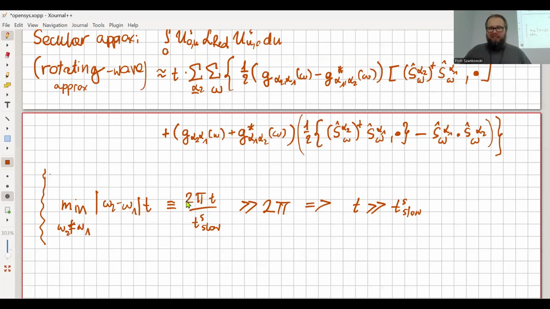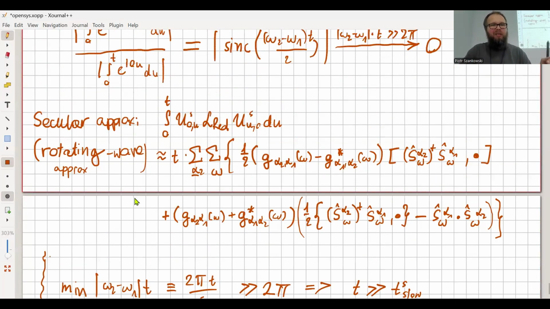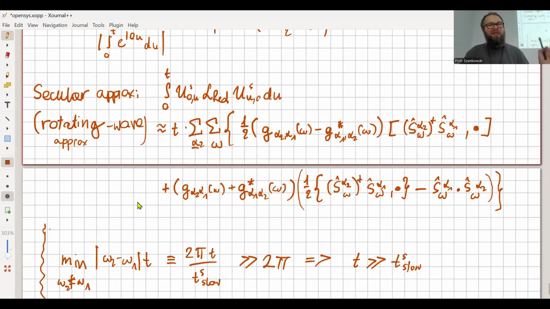Okay, so let's continue. So the secular approximation is the last approximation. The rest, so we already got GKLS form. Now it's up to us to actually identify it, because we have this monstrosity here, a lot of terms, a lot of sums.